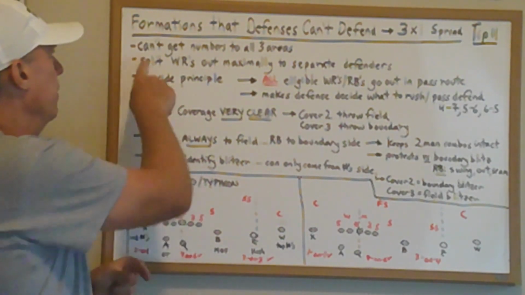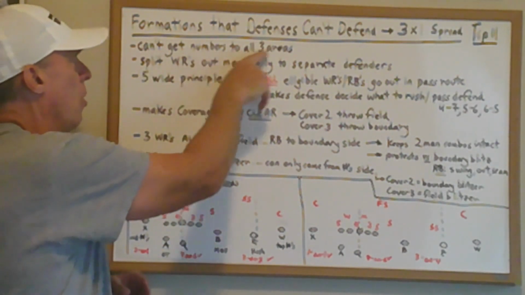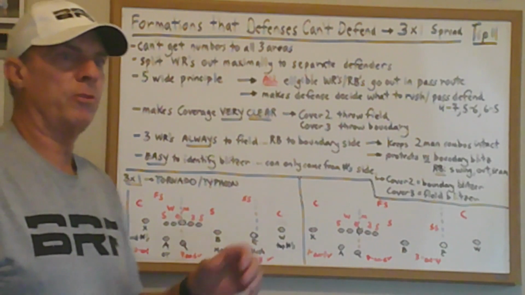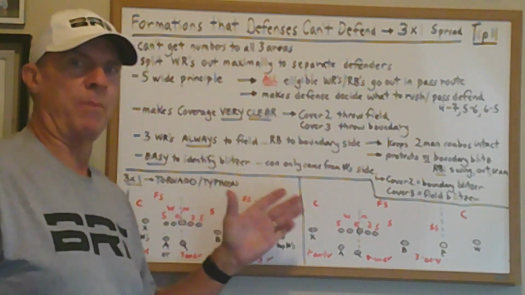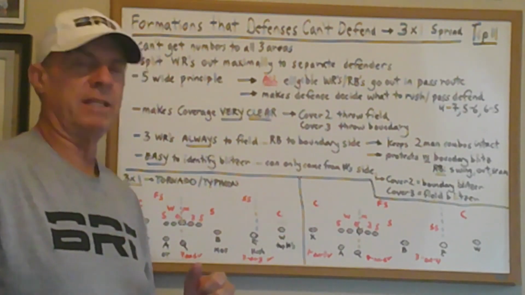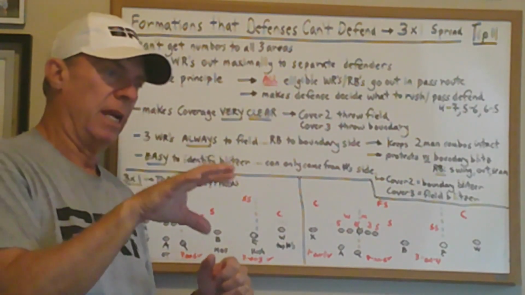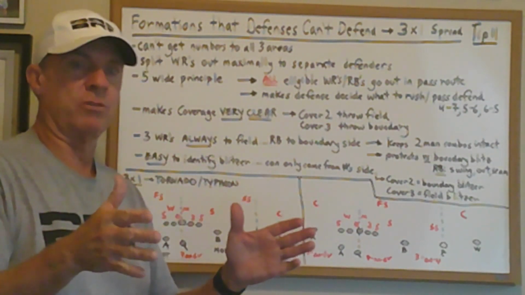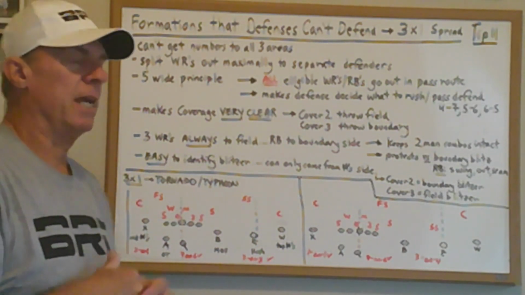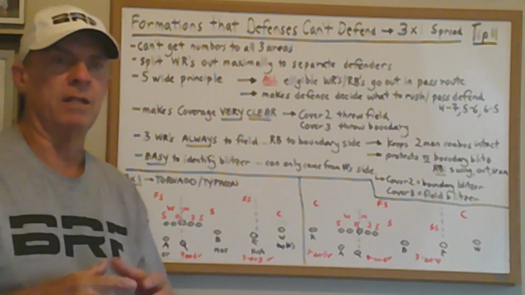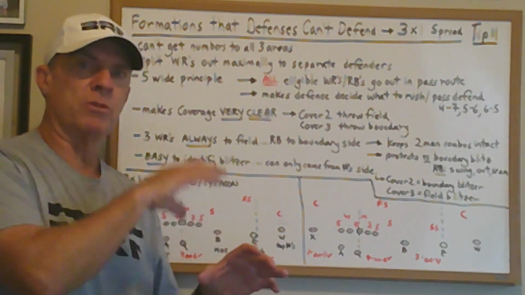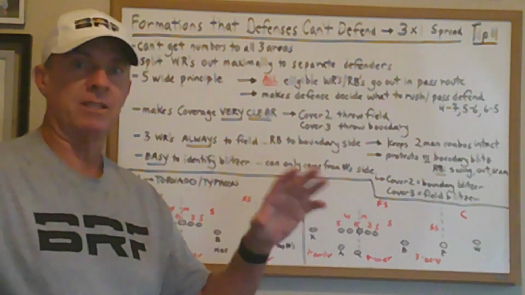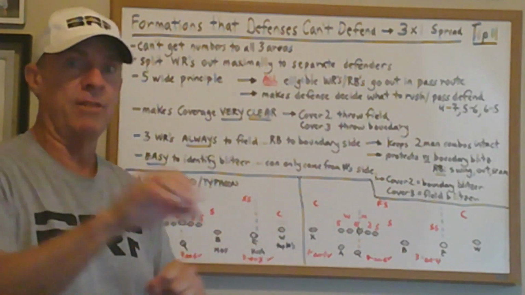Okay? The first reason is you can't get numbers to all three areas. The three areas I defined are: outside the left tackle is a pass area, outside the right tackle is a pass area, and between the tackles is the run area. As you might have seen in other videos I've done, the defense has to pick the numbers they want versus the pass on the left and the right side, and the run.